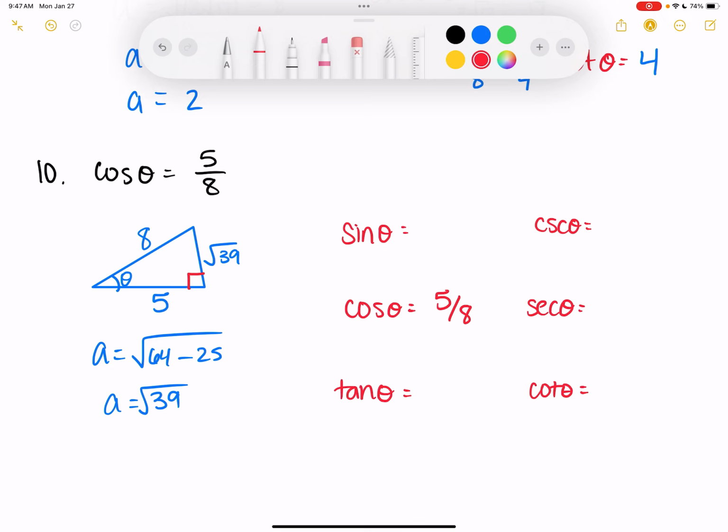Sine of theta is what? Square root of 39 over 8, opposite over hypotenuse. Tangent.